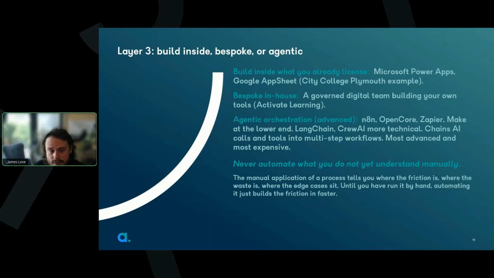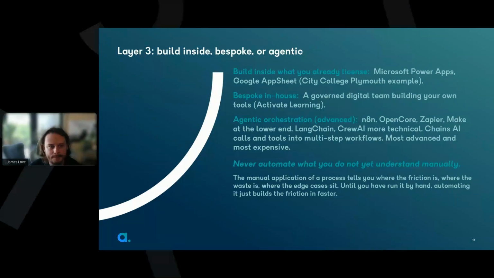So first would be building inside what you already license. You already pay for Microsoft 365 or Google Workspace, for example, and both come with a kind of low code automation with Power Apps, Power Automate, Google AppSheet. City College Plymouth actually won awards a couple of years ago for productivity gains using AppSheet on top of their workspace tenancy. There was no new vendor relationship, no new procurement, no new data protection conversation. They're built on top of something that was already governed, but it did require a bespoke set of skills and understanding for what they're doing. Whilst it may be low code, it's not immediately accessible to everyone straight away.